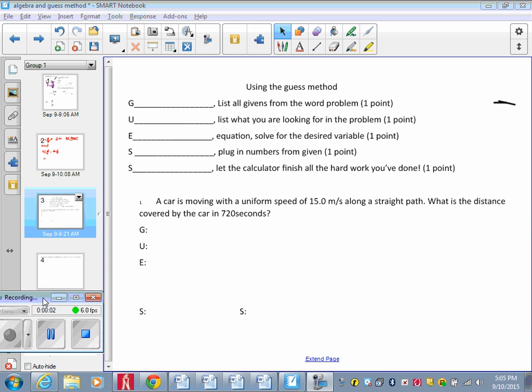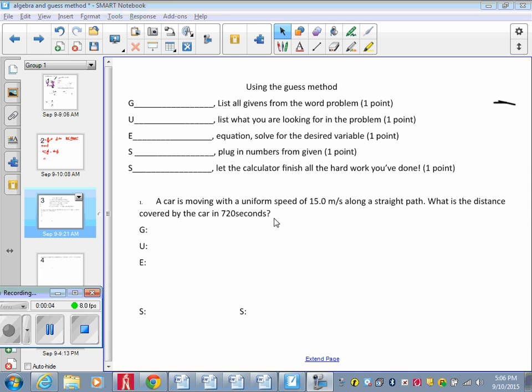Alright, physicsers, this is the big bad boy right here. This is the video that combines most of the skills that we've been doing up until this point. Alright, so probably one of the hardest things you're going to do technically in physics is word problems. But luckily I have a method called the guess method.